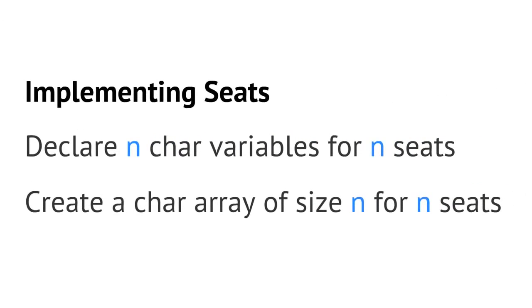In terms of implementing or representing these seats, one thing that we could do is declare n character variables for n seats. We may have 300 seats in a concert hall, 500 seats. I don't know what the typical number is for a concert hall; I guess it depends on the size of the concert hall. But whatever it is, we could declare that number of character variables for the number of seats. And that has certain implications in terms of how efficiently things can be done.